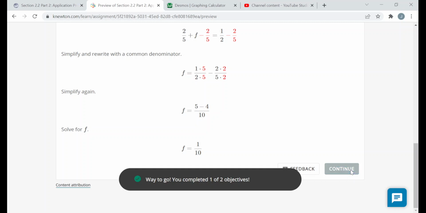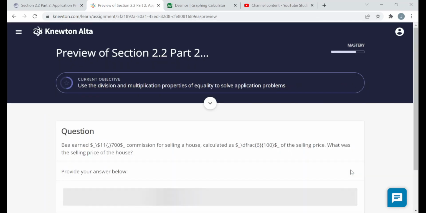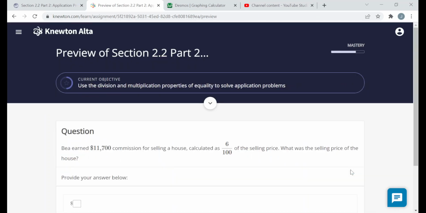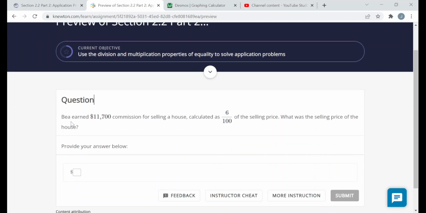And the remaining problems will be those word problems, application problems. Alright, so here it says B earned $11,700 commission for selling a house, calculated as 6/100ths, or 6%, of the selling price. So what was the selling price of the house? Right, what was the selling price of the house?